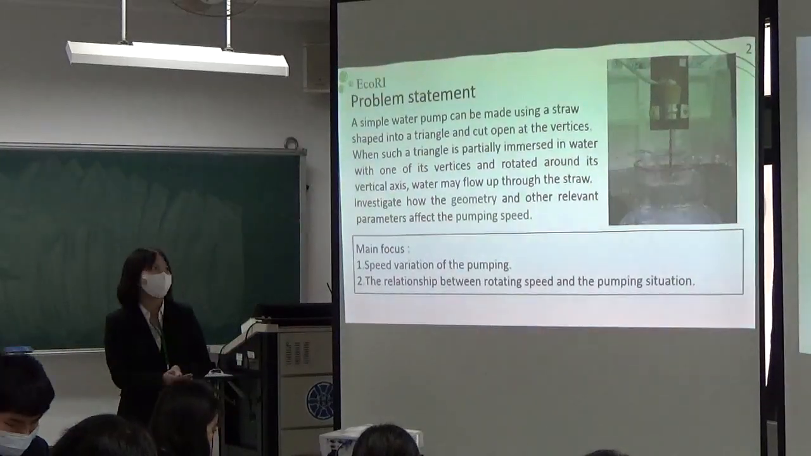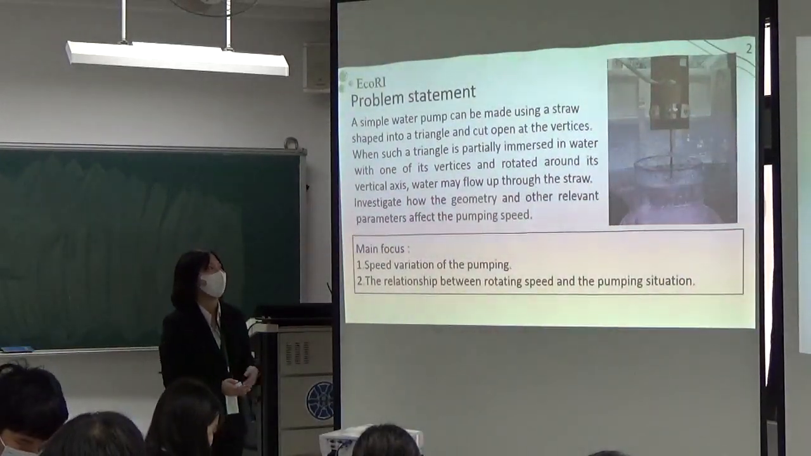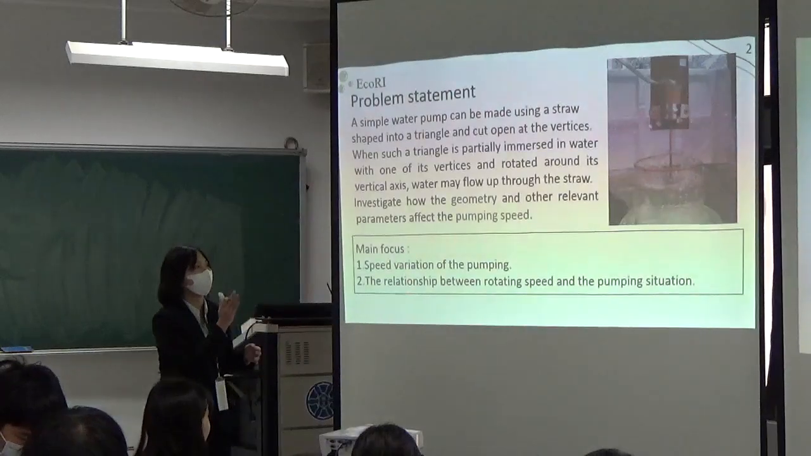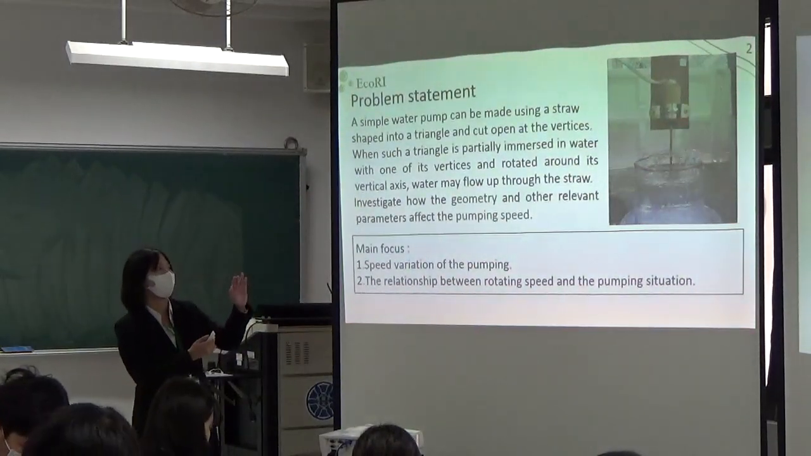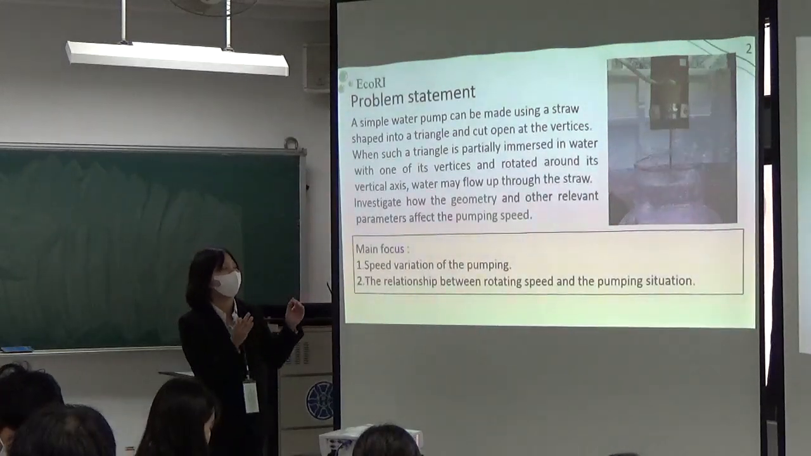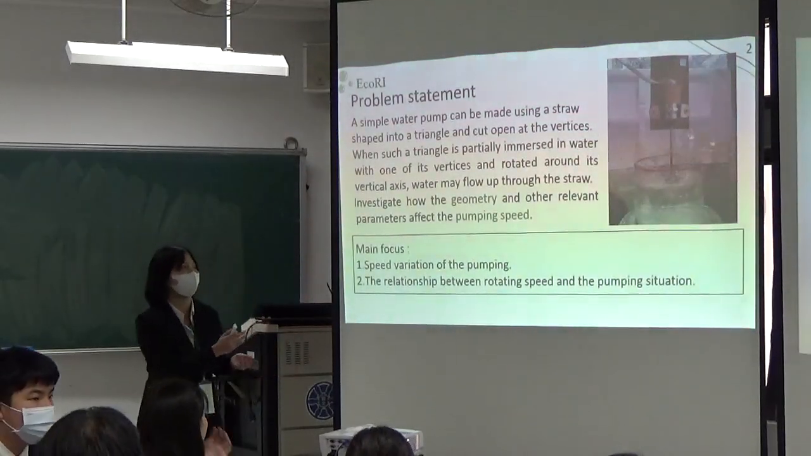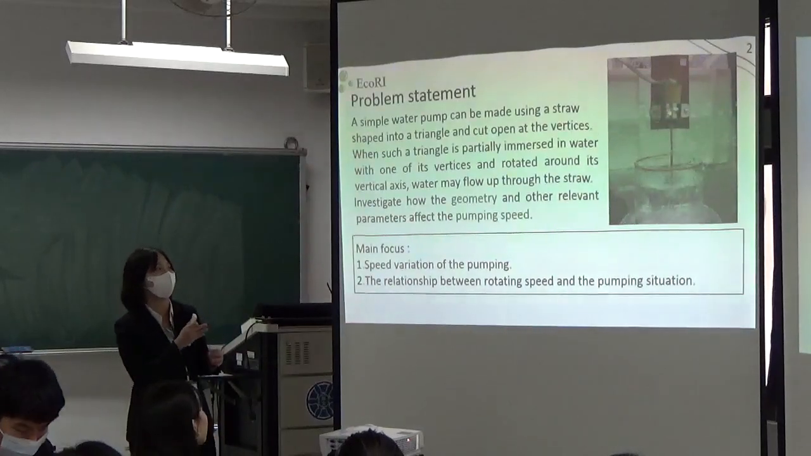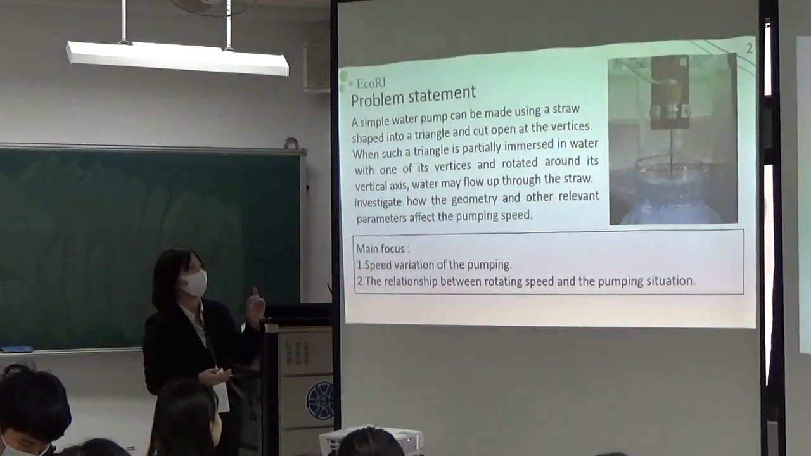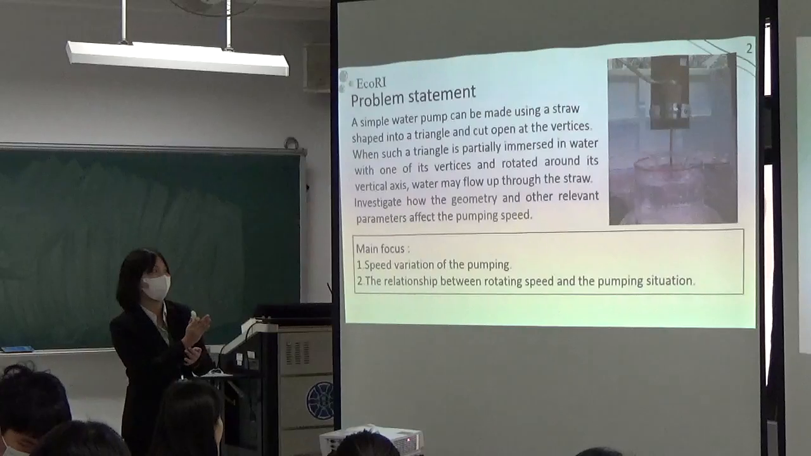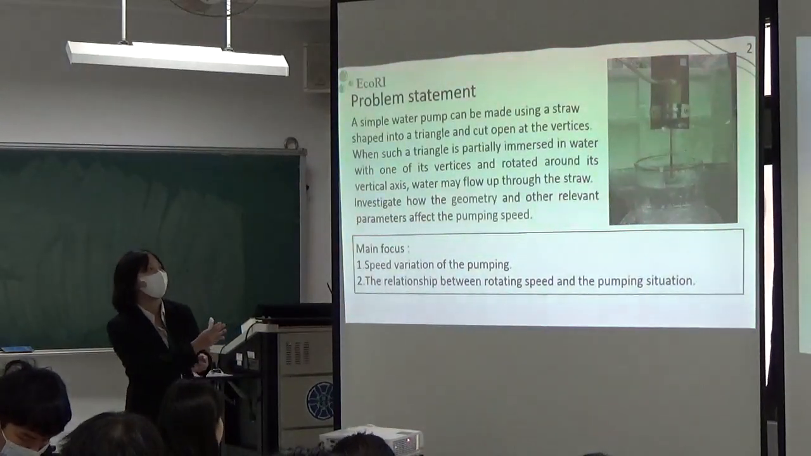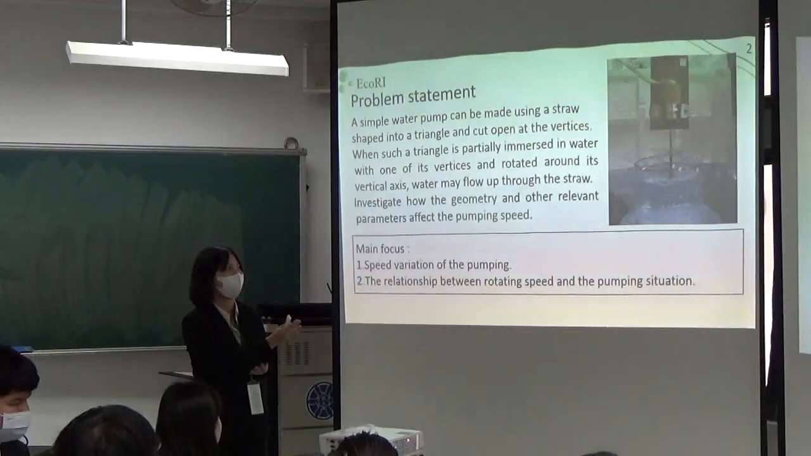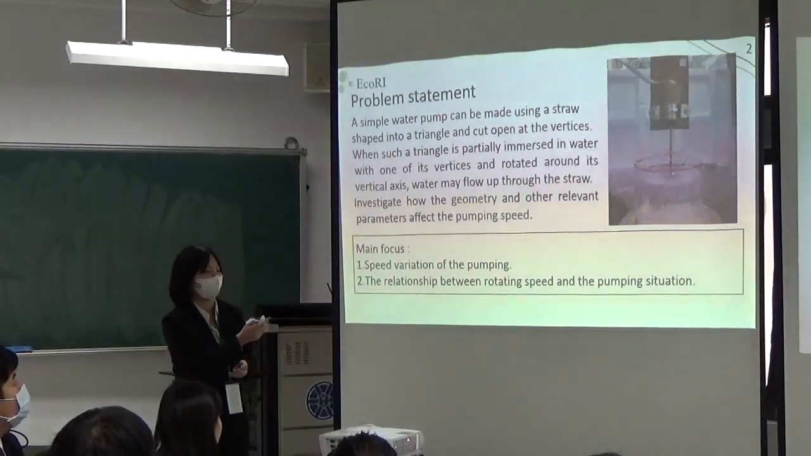We use a motor to let the straw keep rotating. And because the water is being pumped out, the water level in the container will decrease. So the water resistance to the straw will also decrease, and it will let the straw rotate faster. And we can see that if the straw's rotating speed becomes faster, the height of the water pumped out will become higher, and the shape of the pumped water will look more like a droplet.